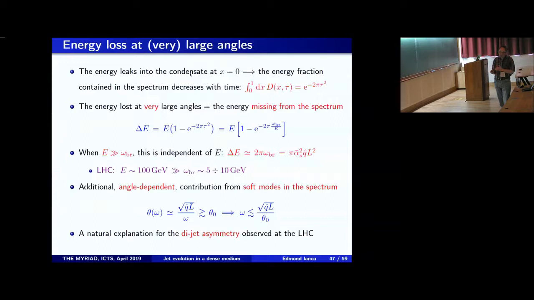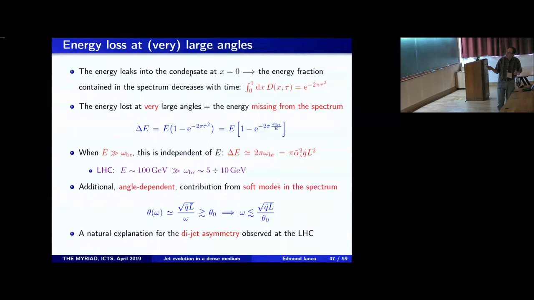Well, you just compute the energy fraction which remains inside the jet. You integrate the spectrum over all the values of x from 0 to 1. And you don't find 1, because the energy goes away from the spectrum. You find something which is decreasing with time. If time is large enough, this goes to 0. The whole energy goes away from the spectrum.